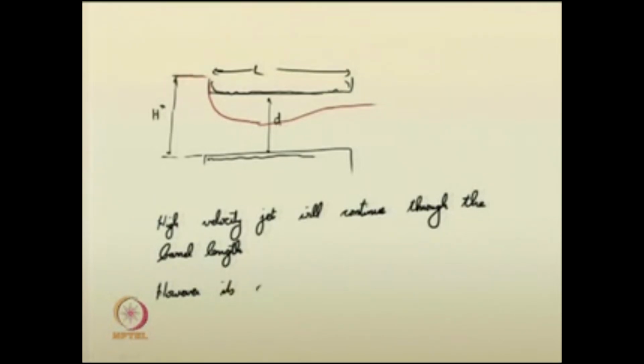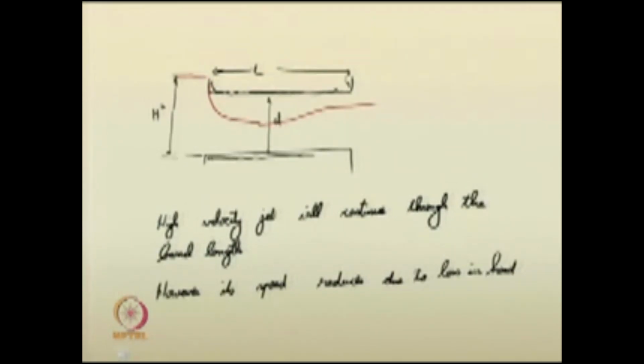However, its speed reduces due to loss in hydraulic head, right. So, those conditions will suggest the thing. Now, based on the culvert length and the type of flow inside the culvert, you can classify the flow in culvert.